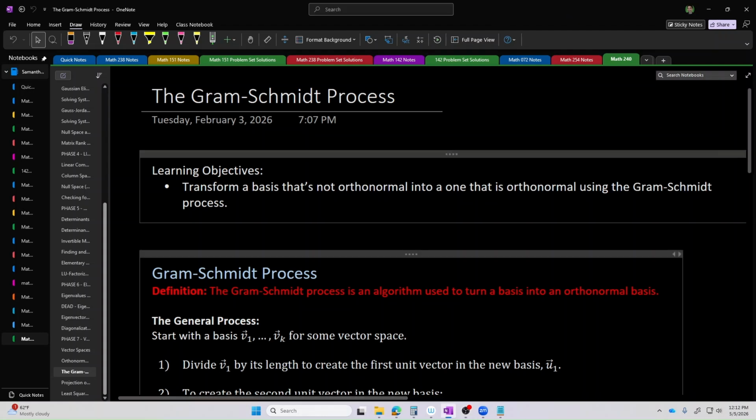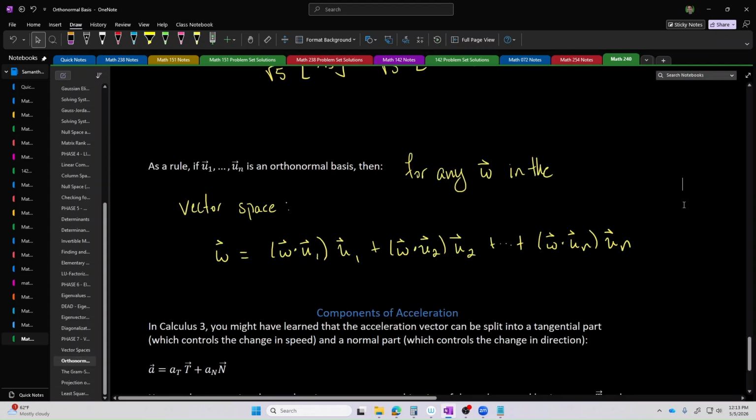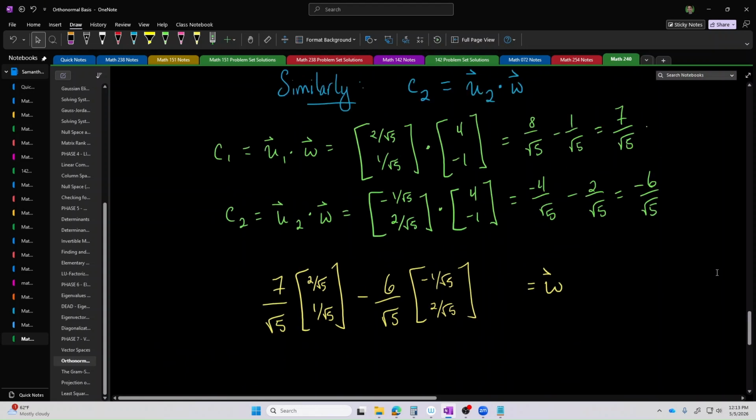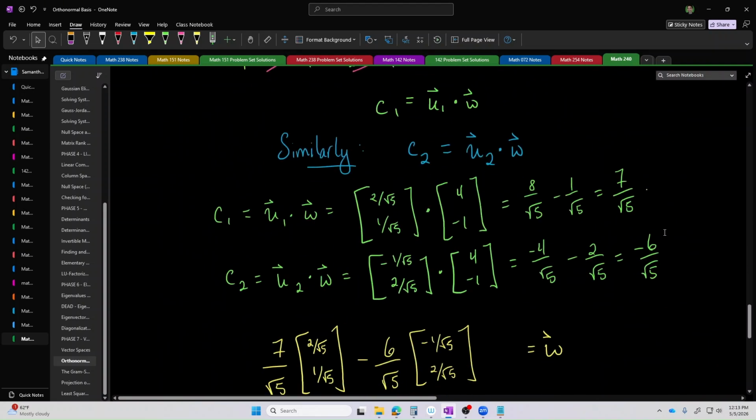So in the previous episode, we noted that it's very, very nice to have specifically an orthonormal basis for your vector space. If you have specifically an orthonormal basis for your vector space, that gives you a very simple way to express vectors in that space as a linear combination of the basis. You can find the coefficients just by using the dot product, as opposed to earlier, we had to do row reduction to find those coefficients.